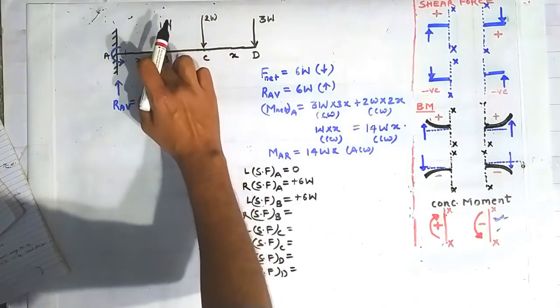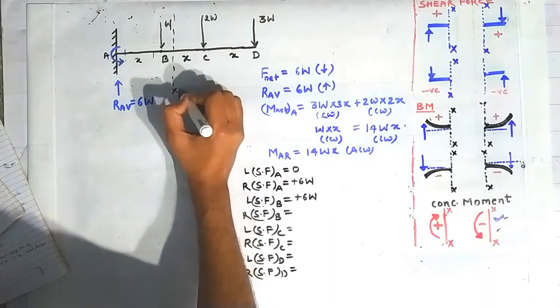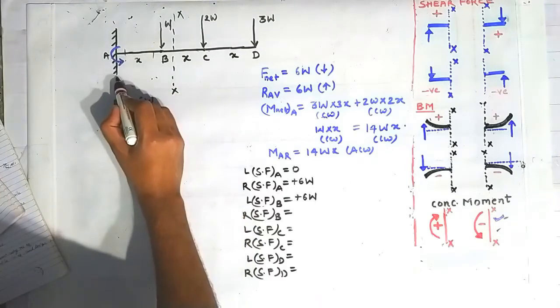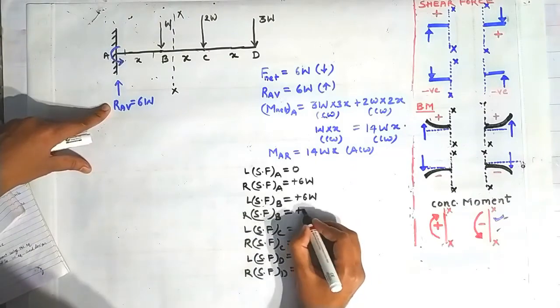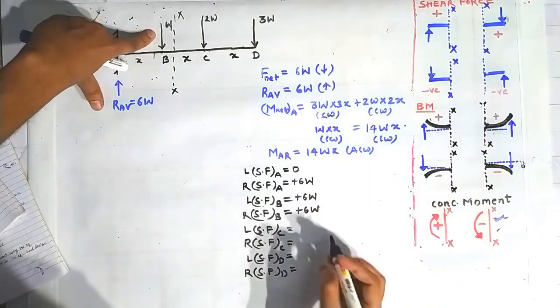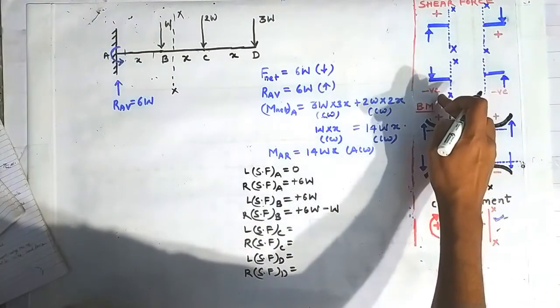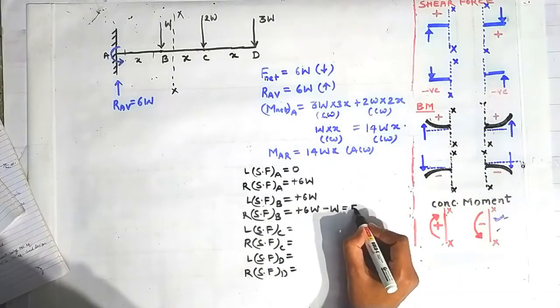Now shear force on the right side of the point B. For that we have to construct a section on the right side of the point B. This is the section XX constructed here. Now looking on the left side of this section, this force is contributing toward a shear force of plus 6W using this sign convention, and this force is contributing toward a shear force of minus W using this sign convention. Okay, so it will give us 5W.